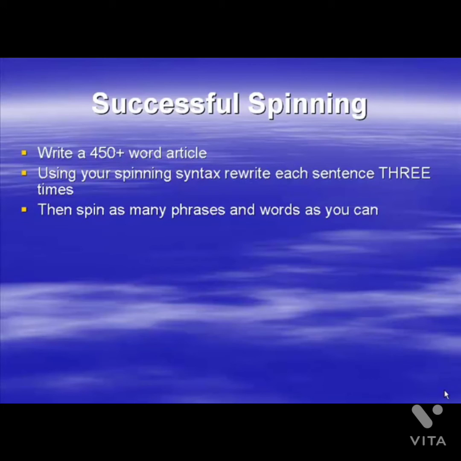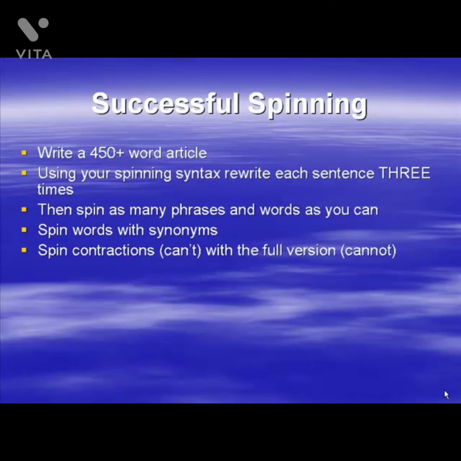Then within each sentence that you've rewritten, basically every single one of the sentences, you spin as many phrases and words as you can. So if there's a phrase that you can spin, you spin it. If there's a single word you can spin, you spin that as well. You spin the single words typically with synonyms and the phrases with other phrases that mean the same. You will spin contractions with the full version, so can't becomes cannot, you're becomes you are, they're becomes they are, and so on. And what this does is this varies the word length of the article and helps make it that little bit more unique.